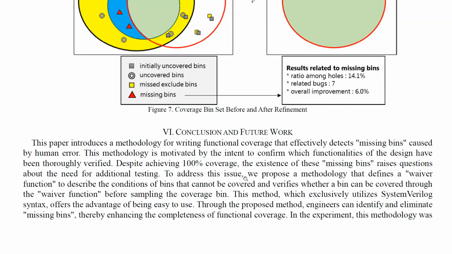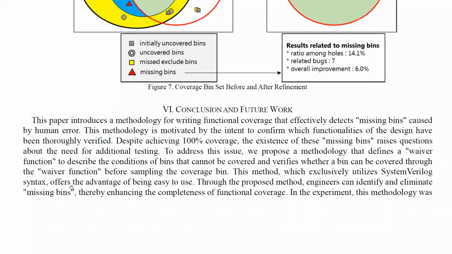To address this issue, we propose a methodology that defines a waiver function to describe the condition of the bins that cannot be covered, and verifies whether a bin can be covered through the waiver function before sampling the coverage bin. This method, which exclusively utilizes SystemVerilog syntax, offers the advantage of being easy to use. Through the proposed method, engineers can identify and eliminate the missing bins, thereby enhancing the completeness of functional coverage.